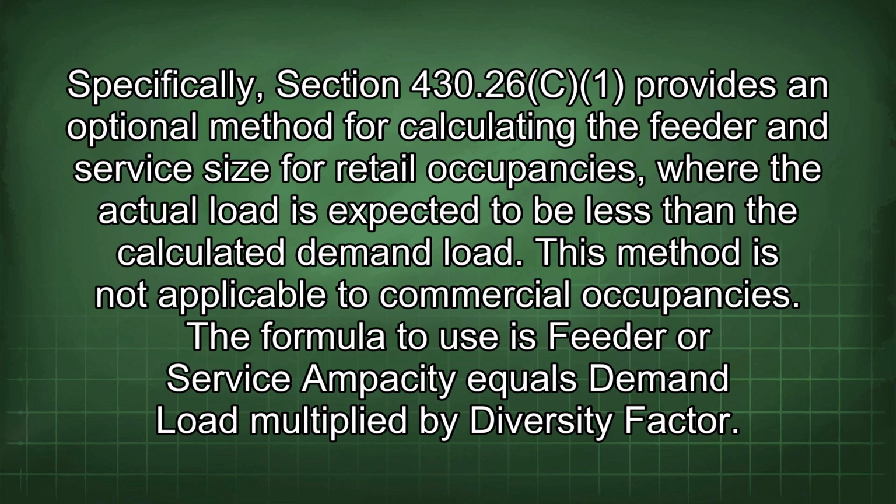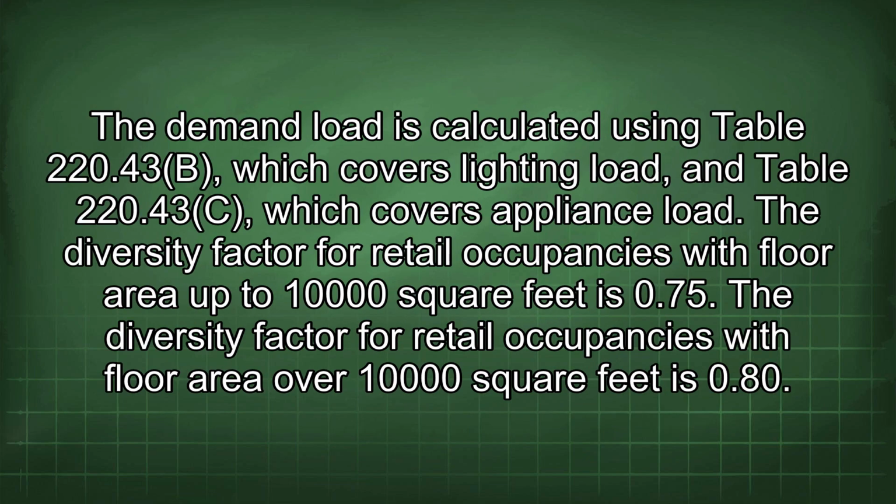The formula to use is feeder or service ampacity equals demand load multiplied by diversity factor. The demand load is calculated using Table 220.43(b), which covers lighting load, and Table 220.43(c), which covers appliance load. The diversity factor for retail occupancies with floor area up to 10,000 square feet is 0.75. The diversity factor for retail occupancies with floor area over 10,000 square feet is 0.80.